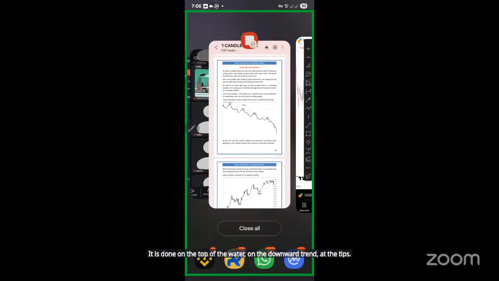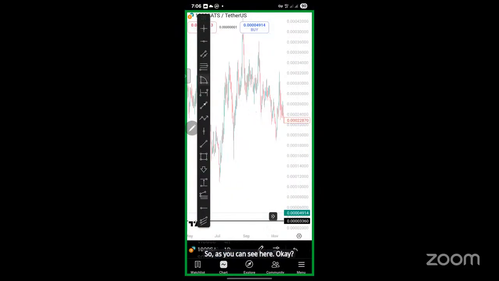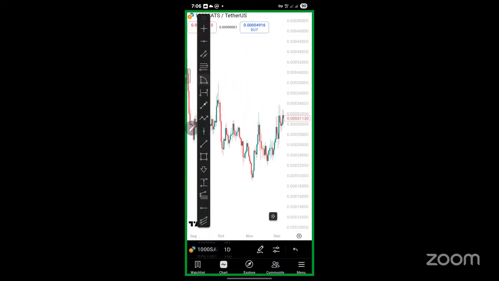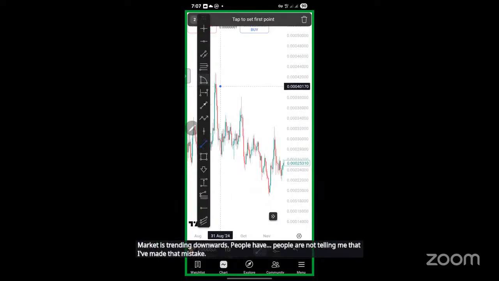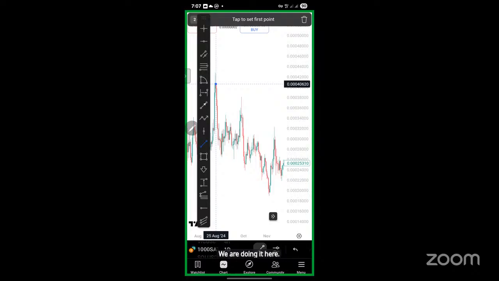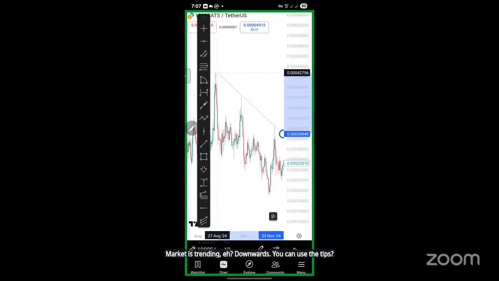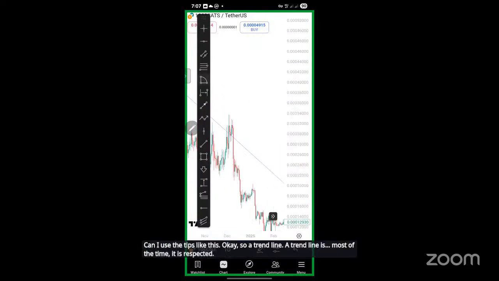So the more, as you can see here. Wait. Market is trending downwards. People are not telling me that I've made a mistake. We are drawing it here because market is trending downwards. You can use the tips like this.